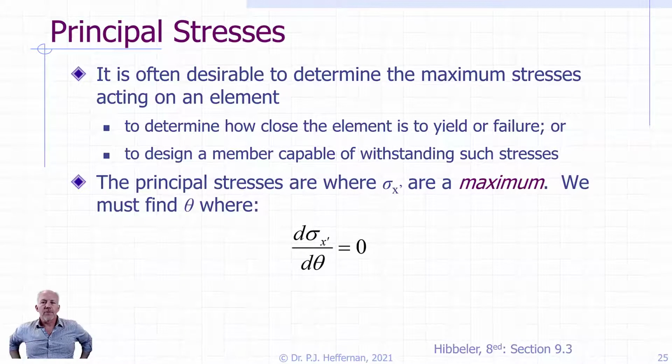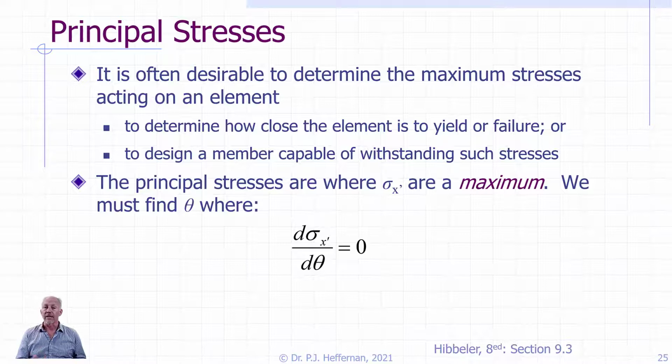So principal stresses then are those stresses where our normal stresses, one on the x prime face, one on the y prime face, are a maximum, or is our worst case condition. And so what we need to do is figure out what angle rotation is going to bring us to this circumstance where sigma x prime is a maximum. And we do that by taking the derivative of the equation we have for sigma x prime and setting it equal to 0, and that will give us a maximum and/or a minimum.